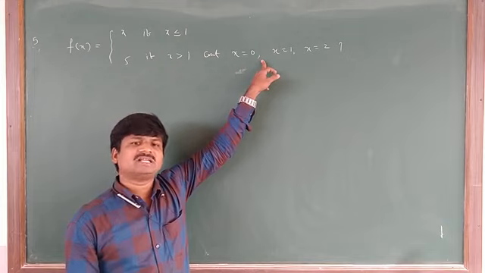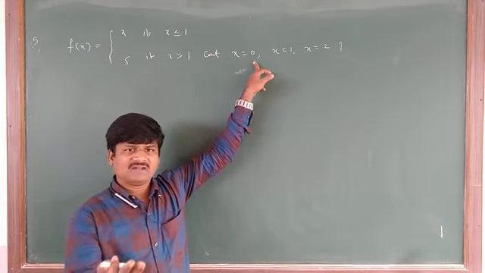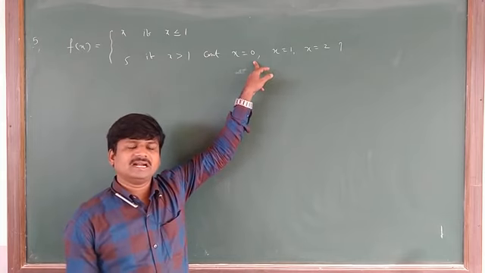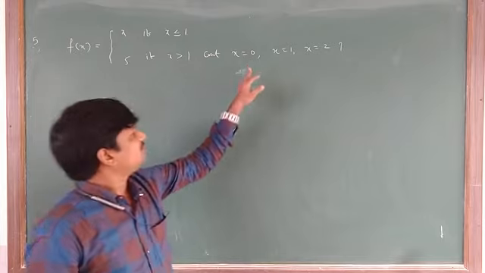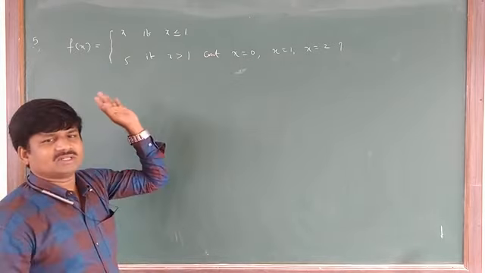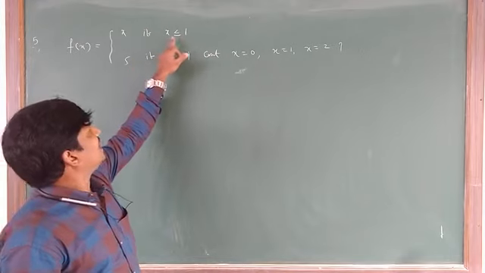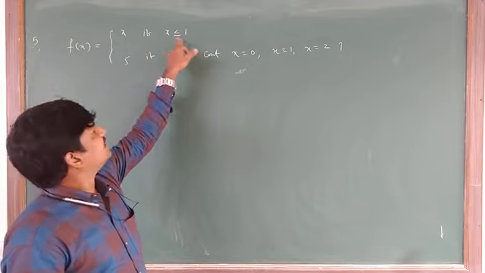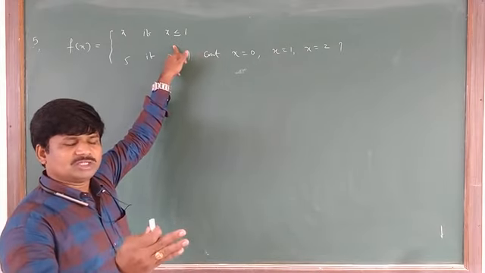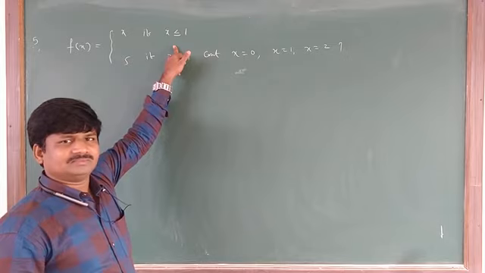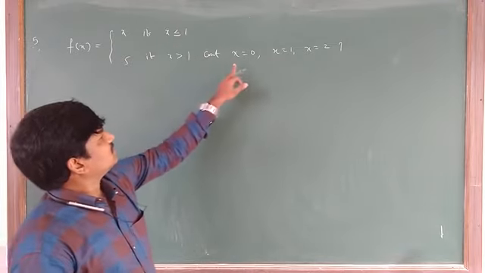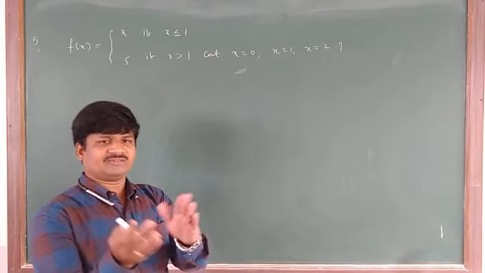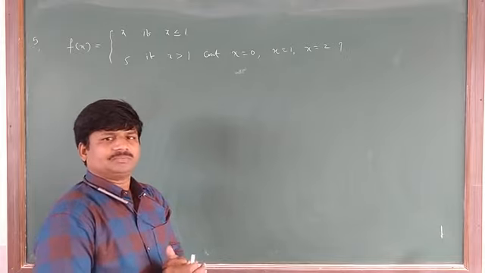Limit means compulsory what we have to find here? At x equal to 0, the left hand limit we have to find, and the right hand limit also. Here actually what is given? Just observe. f of x is x if x is less than or equal to 1. So x less than 1 includes 0.1, 0.2, 0 and so on. Understand carefully here. So at x equal to 0 we first find the left limit at 0, then the right limit at 0.